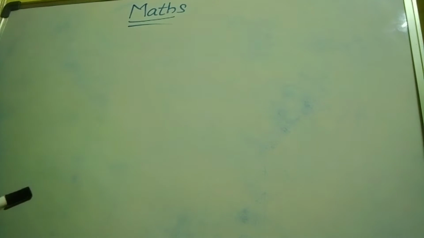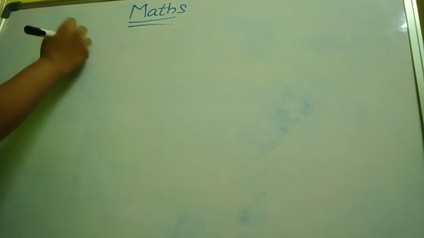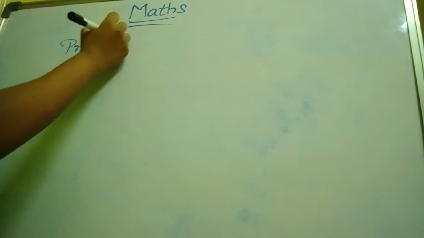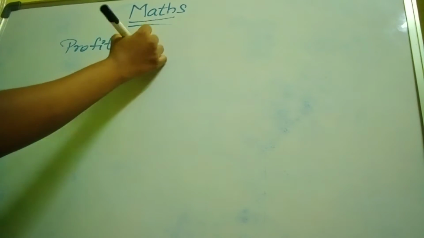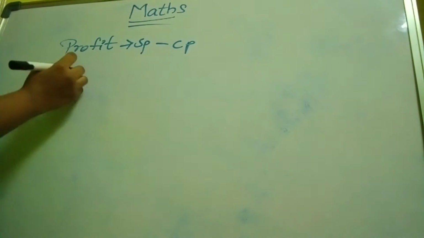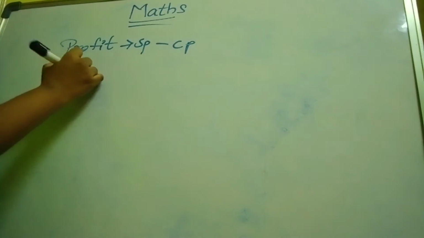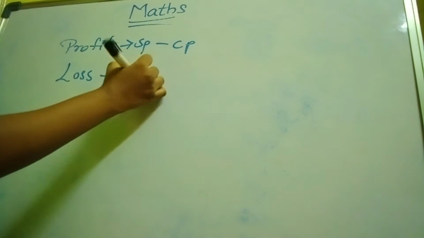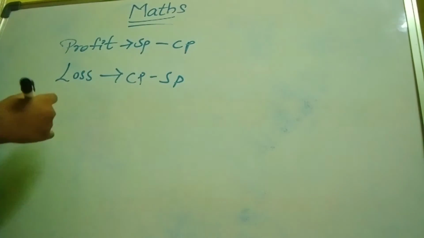So we are in the formulas, right? We have completed formulas like a power m, a power n. Now we are going to see some profit and loss. What is meant by profit? Profit formula is SP minus CP, that means selling price minus cost price. Next, loss. Loss means CP minus SP.